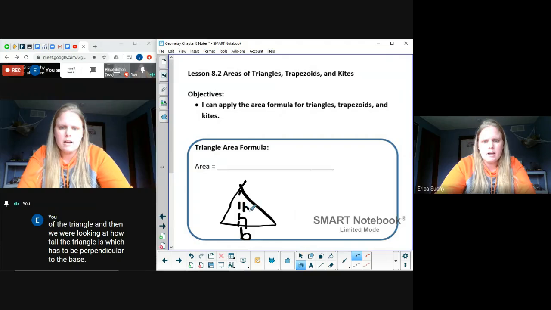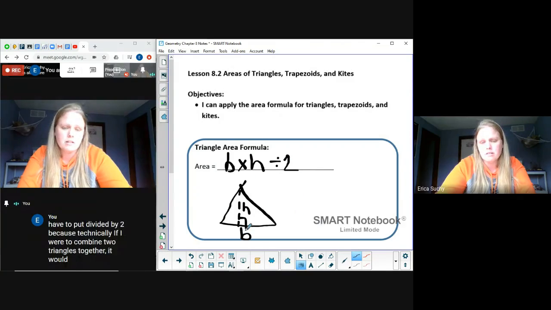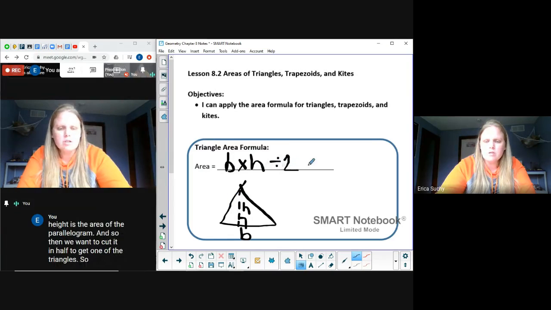So this would be the height, and area of a triangle is base times height, and then we have to divide by 2, because technically, if I were to combine two triangles together, it would create a parallelogram, and base times height is the area of a parallelogram, so then we want to cut it in half to get one of the triangles. So base times height divided by 2 is area of a triangle.